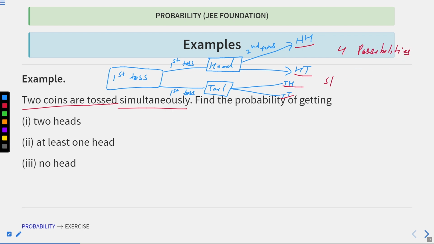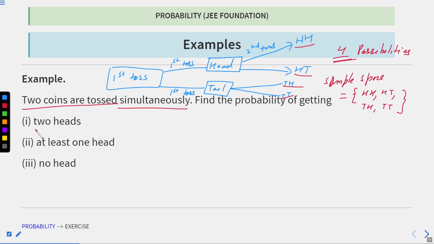So my sample space is equal to head head, head tail, tail head, or tail tail. I hope this is clear. So the total number of elements is equal to 4.